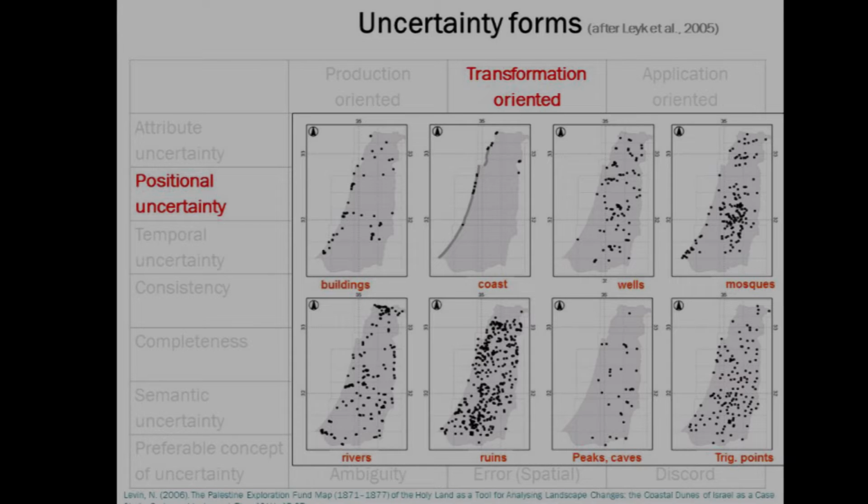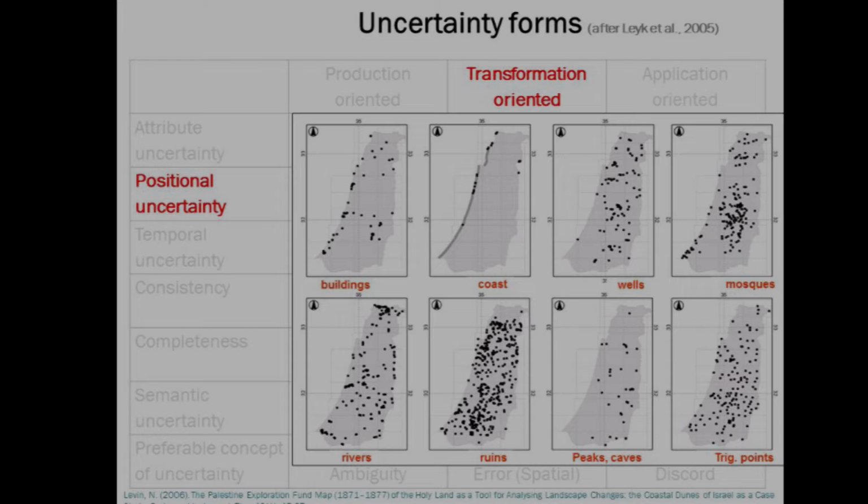Here I analyze the PEF maps for their positional uncertainty, the accuracy in their locations, and I check the locations of about 1,000 features in the map, comparing them to present-day topographical maps. I could identify that a certain well by its name is a certain well today or spring, and I checked whether the positional certainty is different between different features, different kinds of objects on the map.